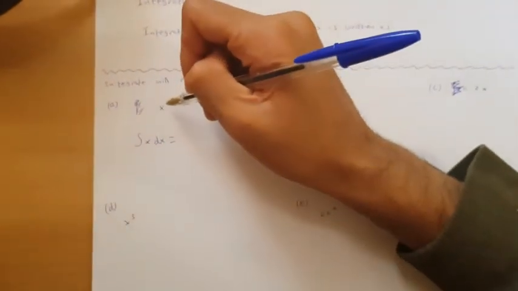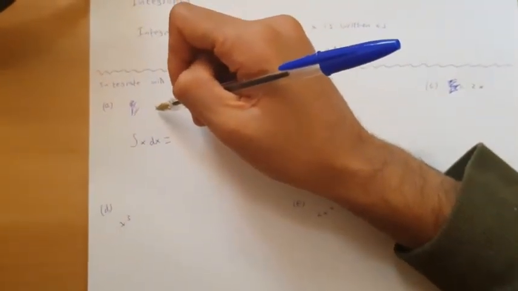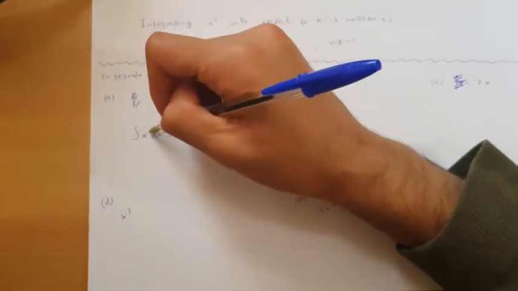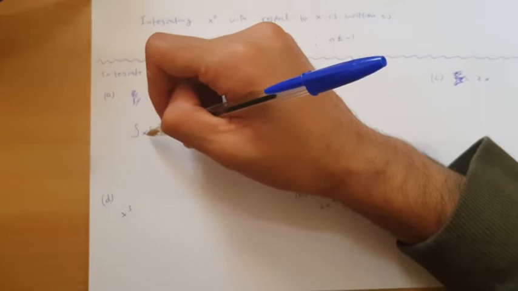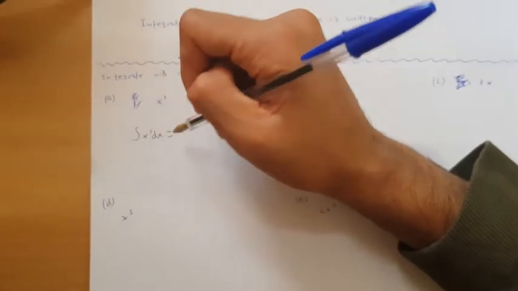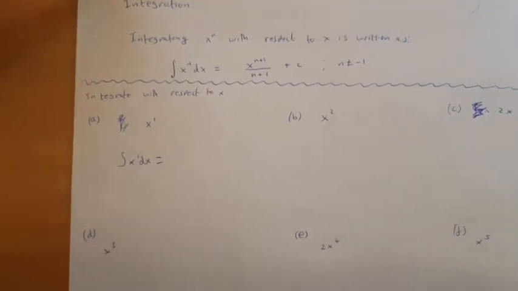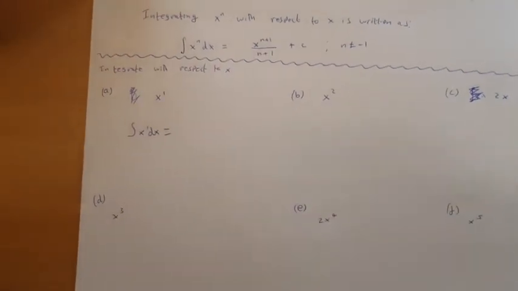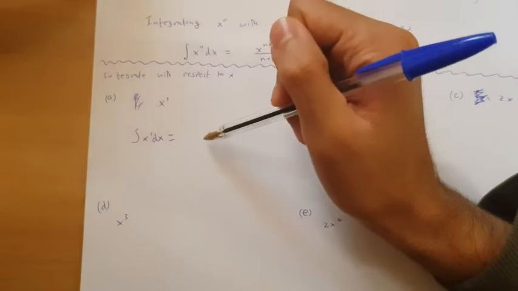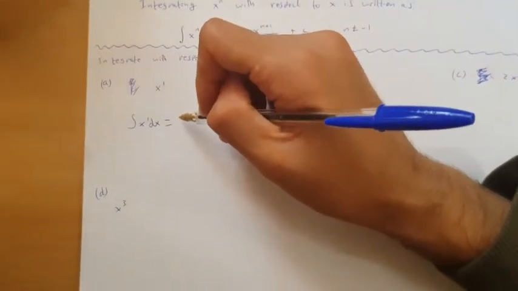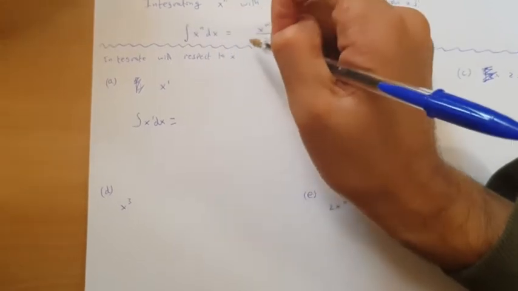Okay, welcome back if you've had a go. And that x is raised to the power of 1. So we are integrating x to the power of 1 with respect to x. In other words, dx, which means with respect to x. Okay, so what we do now is we use this formula here.